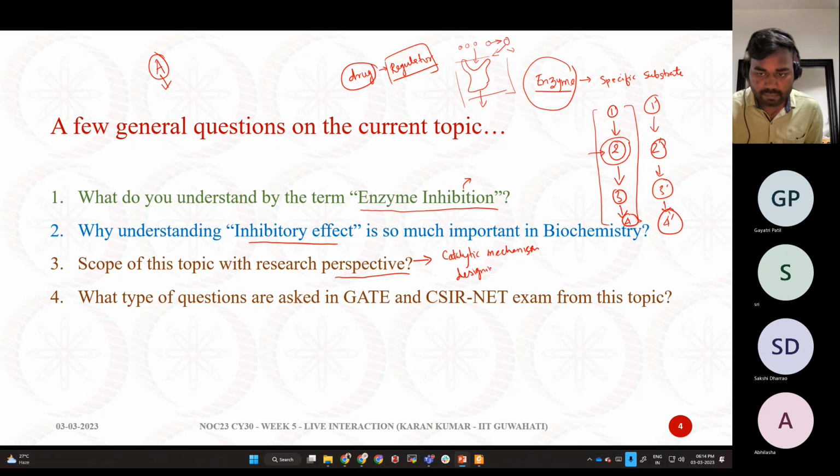Designing vaccines, then designing drug molecules, or this will also be helpful for you to regulate your reaction system.